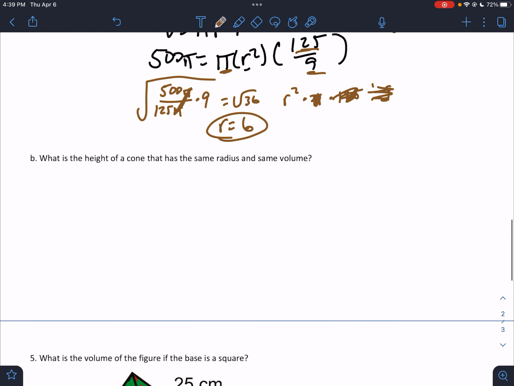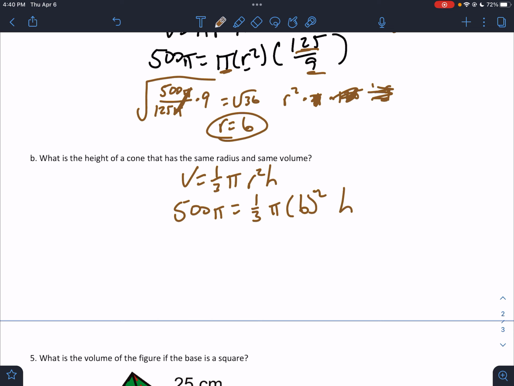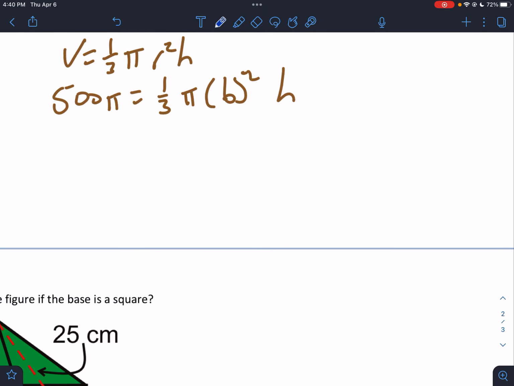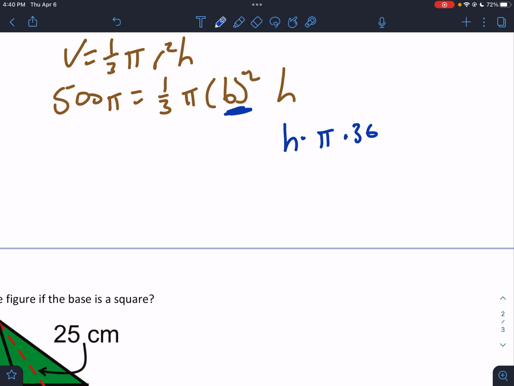The next question uses the same idea. It's 1/3 pi r squared h. They said it's the exact same volume, and it's the exact same radius. And now we're solving for h. Same idea. Let's look at h. What is happening to h? We have times pi. We have times 36, right? That's 36. And then we have divided by 3. That's the same as divided by 3.